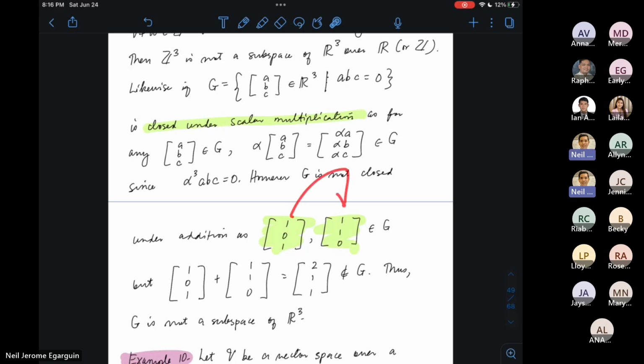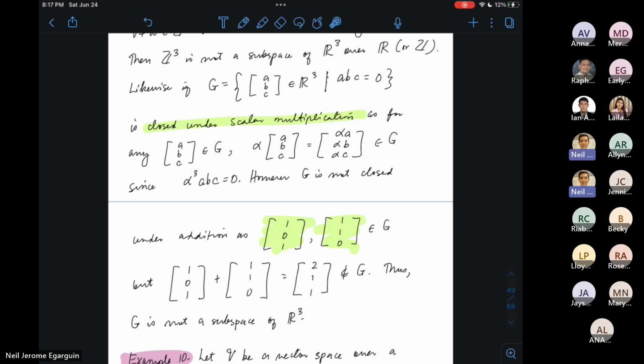Pero pag pinag-add ko na silang dalawa, ang sagot na ay, tama ba pagkaka-add ko? Yes, 211. Alright? Pero ano ang 2 times 1 times 1? Ang 2 times 1 times 1 ay 2. Hindi 0. So, ibig sabihin, wala siya kay G. So, nakakita tayo ng dalawang vectors na ang sum ay wala kay G. So, ibig sabihin, si G ay hindi closed under addition. At wala na siyang chance maging subspace. Right? Is that clear? Clear na po, sir.